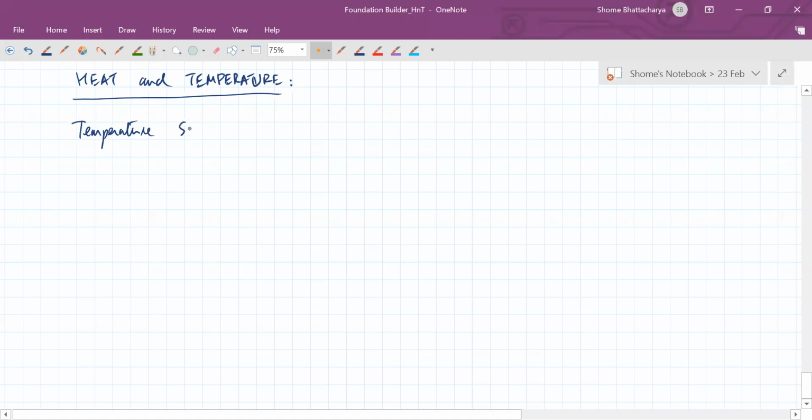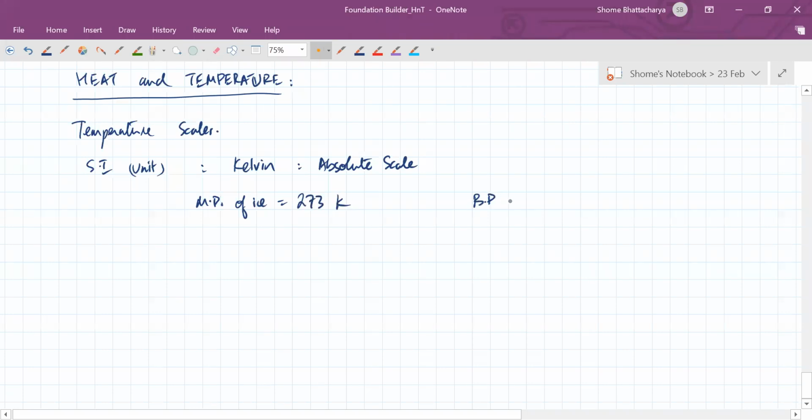So the temperature scales are, first, the SI unit of temperature, which is kelvins, also called the absolute scale. In this, the melting point of ice is 273 Kelvin, and the boiling point of water is equal to 373 Kelvin. Okay. Yes, and there is a particular significance to 0 Kelvin.